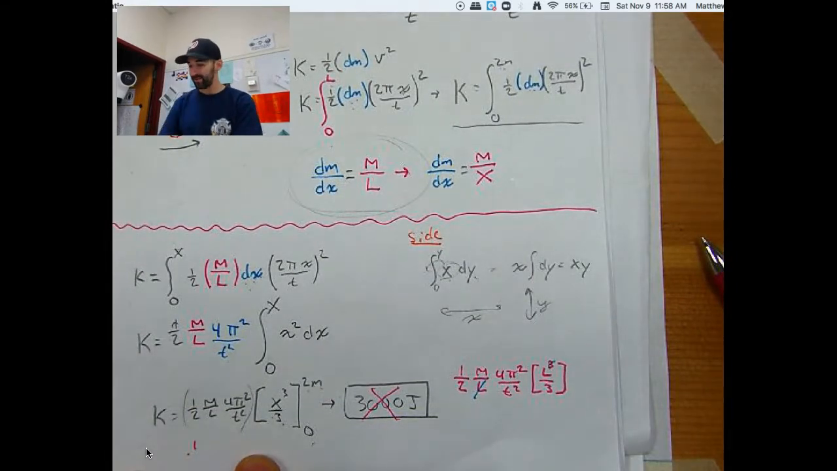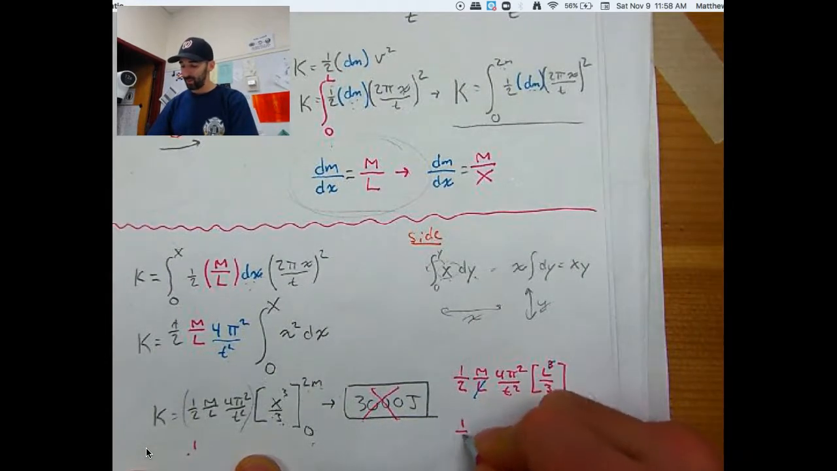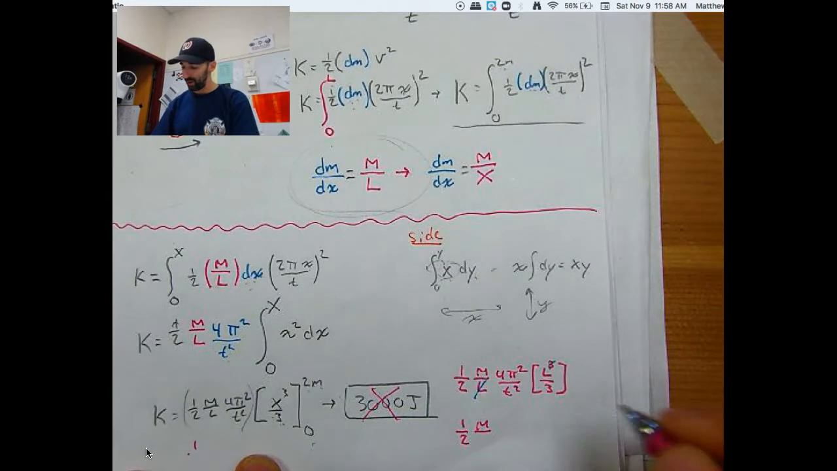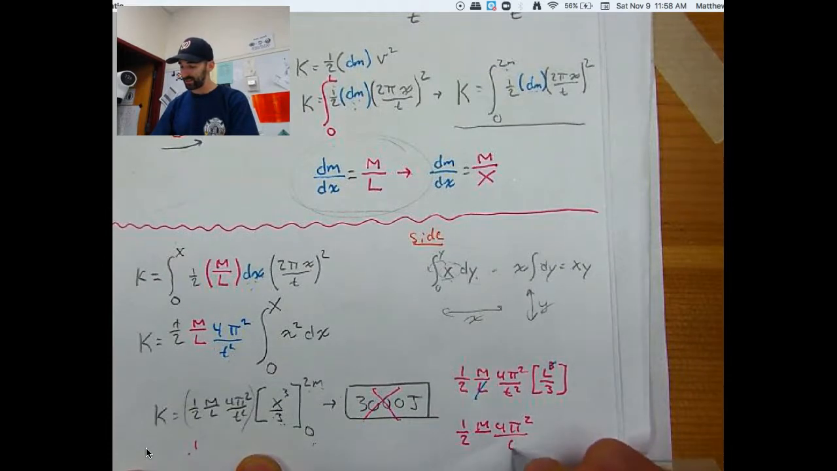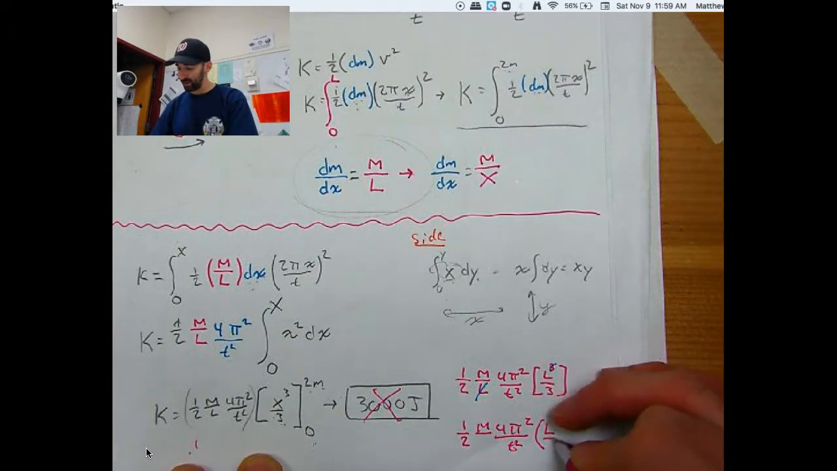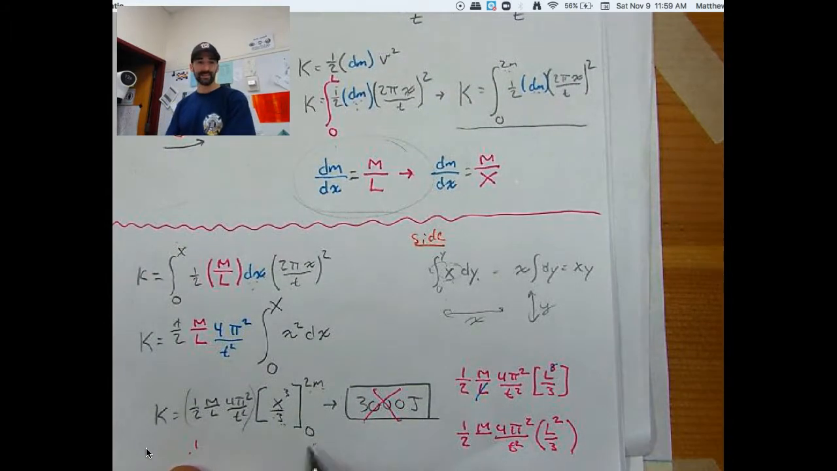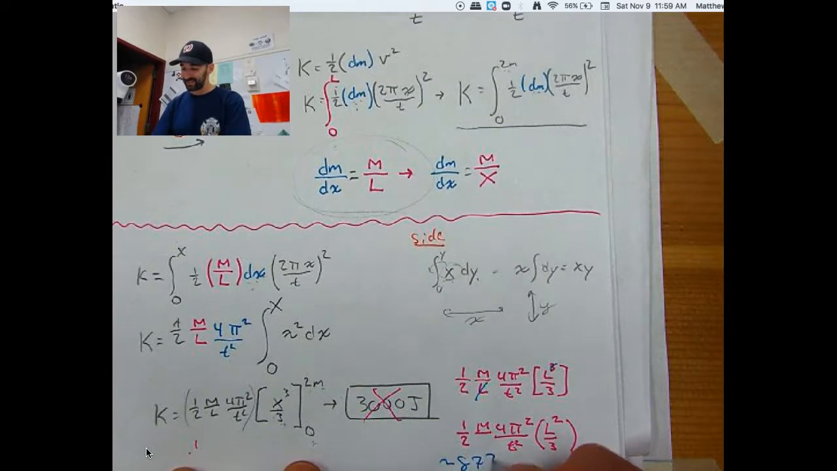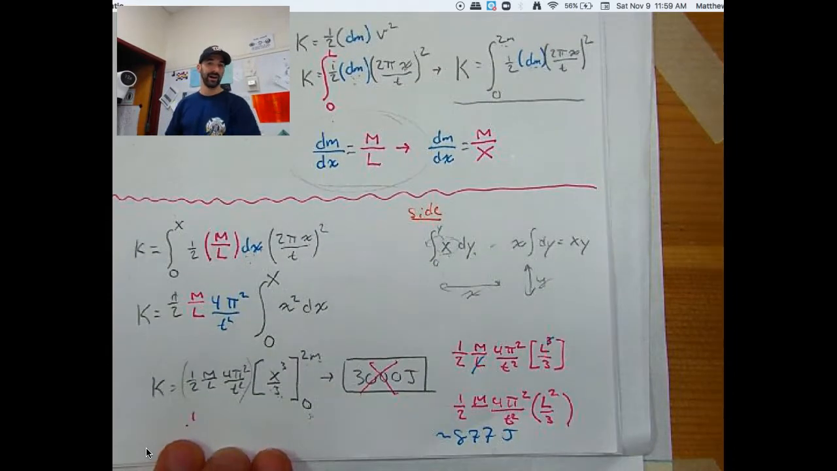So now I would have 1/2 m over L, times 4 pi squared over t squared, times L squared over 3. And again, that 0, we plug that in, that's going to go away. This does not come close to 3,000. If you do this calculation, it comes out to 877, a little more than that, 877 joules. So, again, I just couldn't leave it and say, oh, I think it's 3,000. No, definitely not. 877 joules should be your answer.